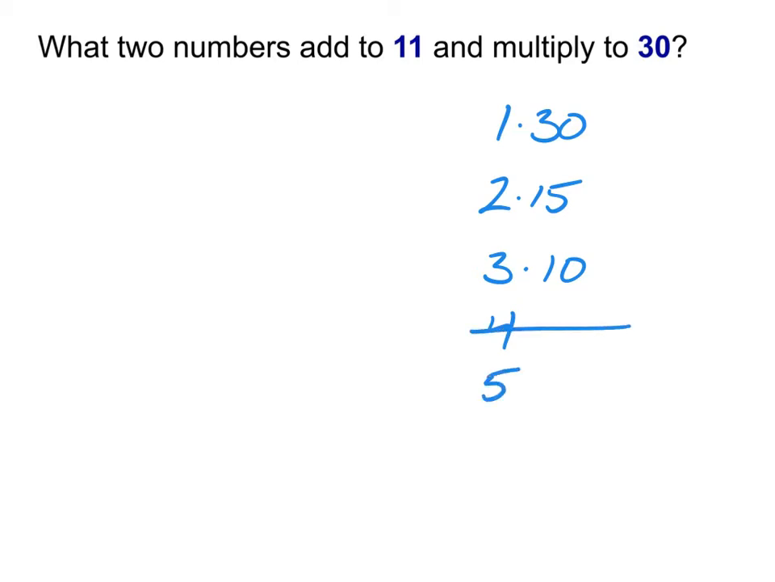And then it would be 5 times 6. And after that, it would be 6 times 5, which is basically already represented here. So I don't need to do that one all over again. And so that tells me that I've gone ahead and found all of the options.